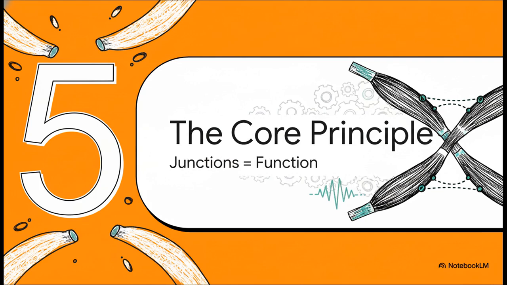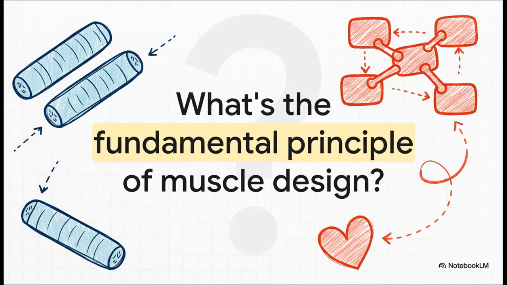And this brings us right to the core principle, the central theme of this whole explainer. We've looked at three different muscles, each with a totally different job. And now we can finally see the underlying design logic that ties them all together. So, what is that fundamental design principle? It all boils down to one simple, elegant strategy: cellular connection. It's not really about the proteins that do the contracting. Those are pretty much the same across the board. Nope, it's all about communication.